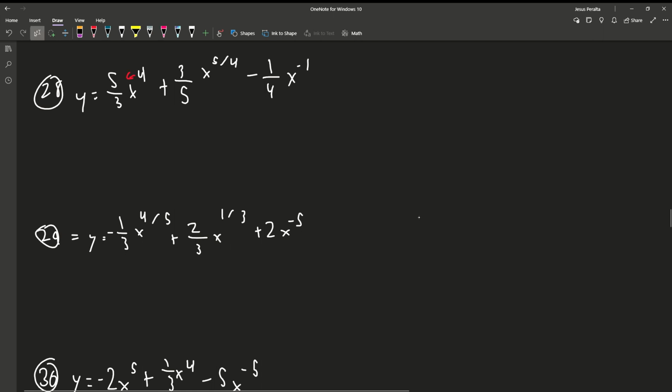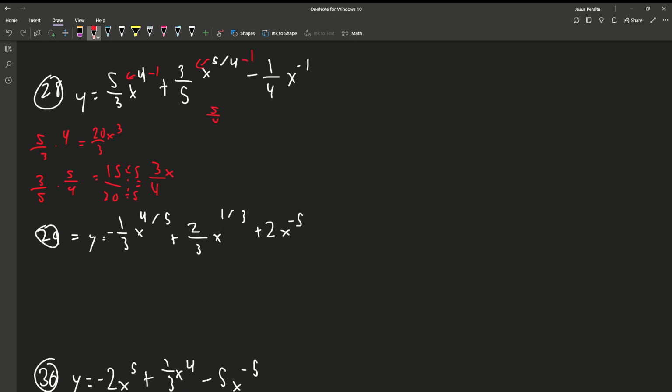28. Multiply that. That's the same thing as saying 5 over 3 times 4, which is just 20 over 3. Subtract 1. You get x to the power of 3. Then for the other one, you have 3 over 5 and then times 5 over 4. You're going to get 15 over 20. This simplifies by 5. So 15 divided by 5 is 3. 20 divided by 5 is 4. We're just simplifying them like this. And then we have our x, and we subtract 1.